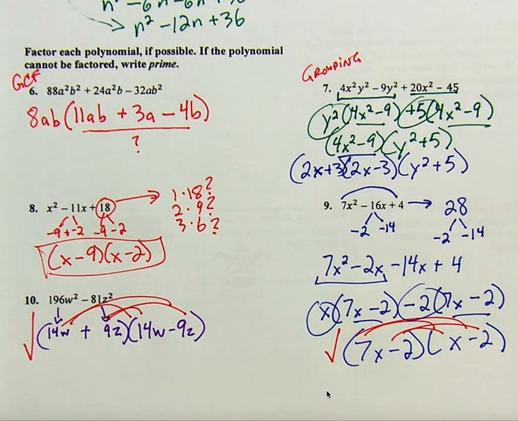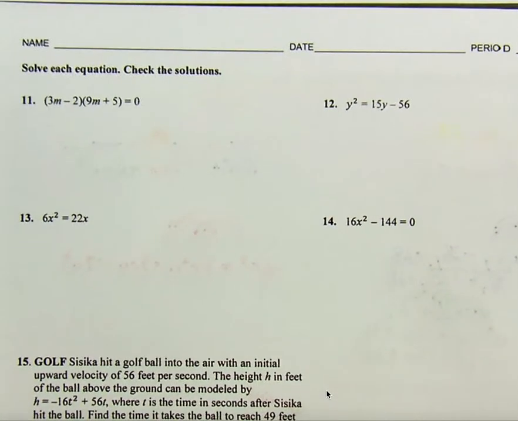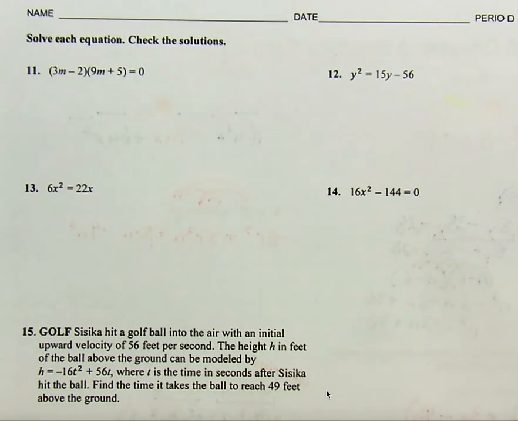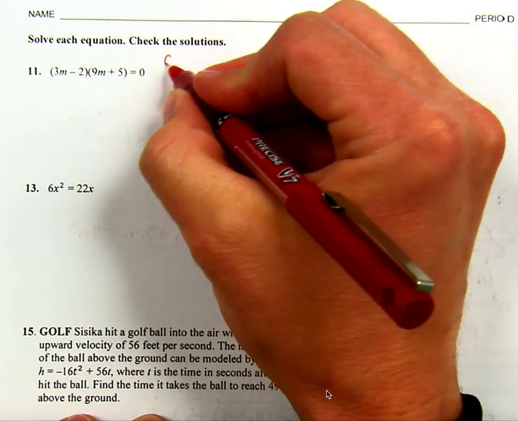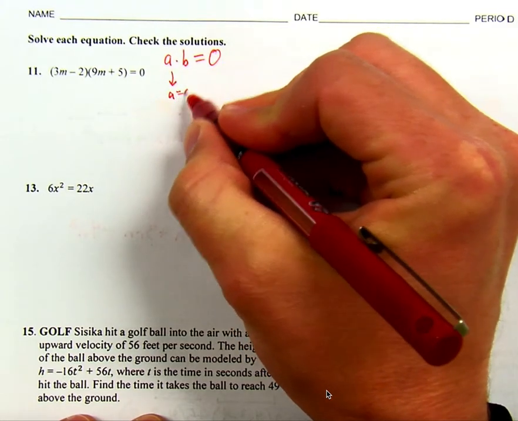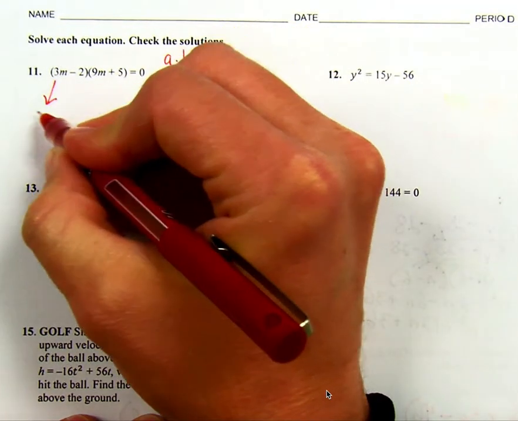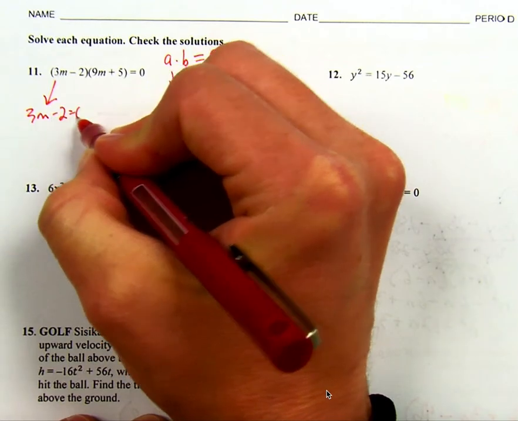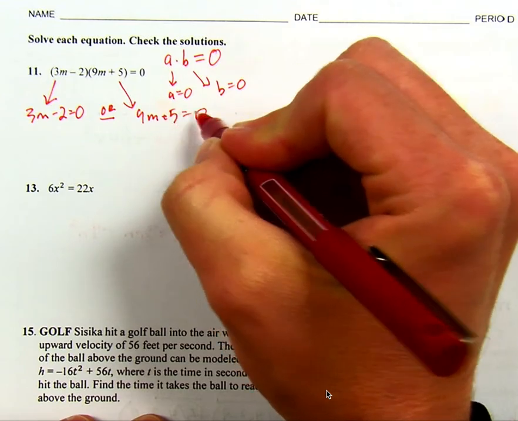All right, next up, we're going to flip over to the backside, where we will be solving some of these equations. On number 11, it's already factored for you, so all you have to do is use the zero product property, which says if something times something equals 0, either a equals 0 or b equals 0. So if something times something equals 0, either 3m minus 2 equals 0 or 9m plus 5 equals 0. So I'm going to add 2.